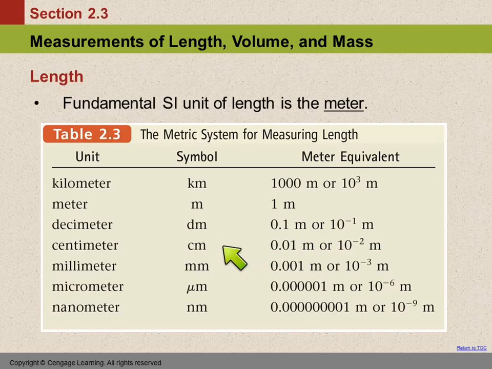Centi. How many cents are in a dollar? 100. A cent is 1/100th of a dollar. A centimeter is 1/100th of a meter. A millimeter is 1/1000th. A micrometer is, I don't want to even try to name that, it's 10 to the minus 6, and a nanometer is 10 to the minus 9. So the prefix just multiplies the unit and makes it either into a bigger unit or a smaller unit.